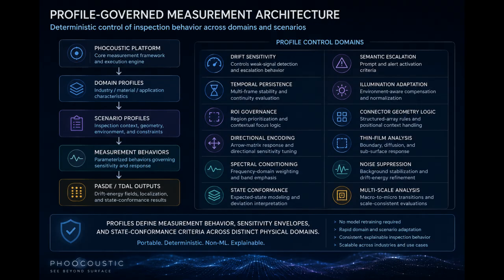A circuit board may prioritize connector geometry, missing components, or flux residue. A thin film inspection may emphasize boundary behavior, diffusion patterns, haze, or surface contamination. A semiconductor wafer may focus on particles, edge structures, film uniformity, or localized process variation. The objective is not merely anomaly detection. The objective is configurable, physics-anchored measurement that can be governed by domain-specific expectations while maintaining a consistent measurement framework across multiple industries and applications. The demonstrations that follow illustrate how these concepts are applied to real experimental image data.